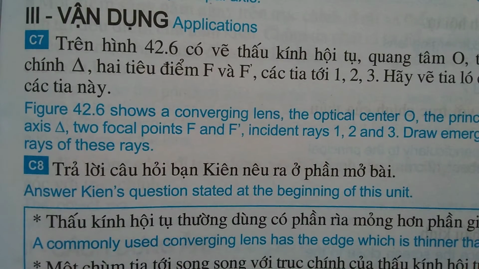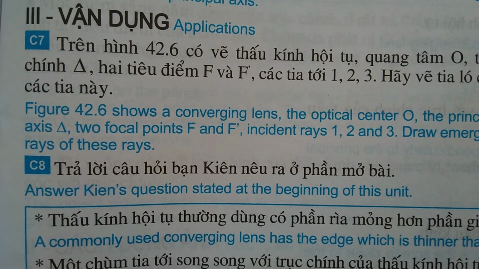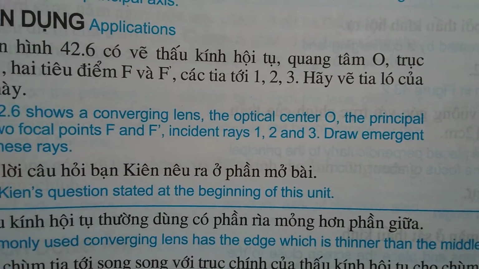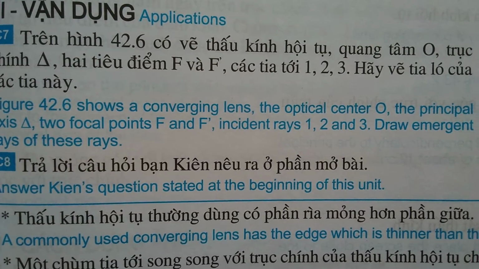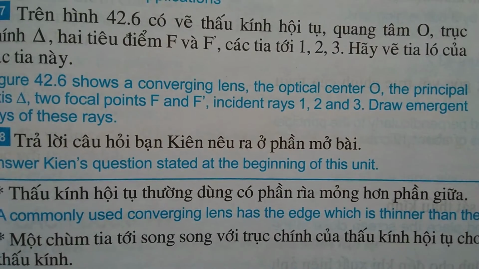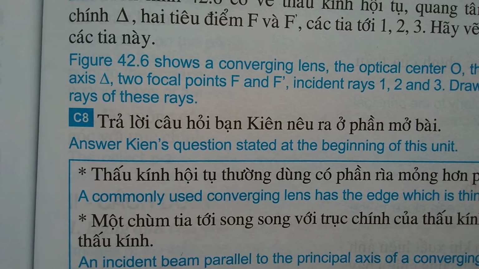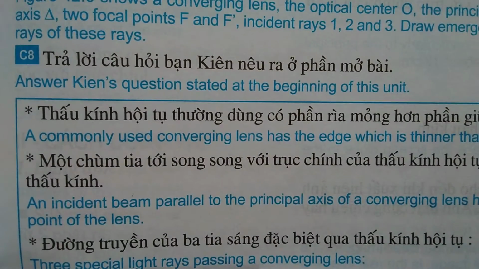Application. Figure 42.6 shows a convergent lens, the optical center O, the principal axis delta, two focal points F and F prime, and incident rays 1, 2, 3. Draw emergent rays of these rays. Answer King's question stated at the beginning of this unit.